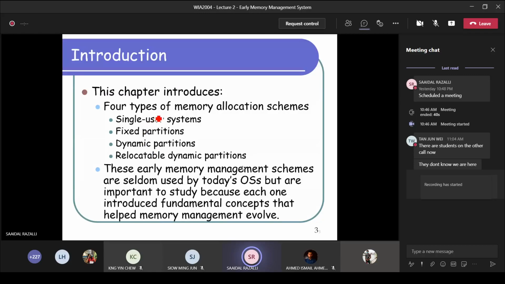So you have 4 types of memory allocation schemes. How are the jobs allocated in your memory? You have single user systems, fixed partition, dynamic partition, and relocatable dynamic partitions. Basically, a relocatable dynamic partition is the same as the dynamic partition, but you can adjust it. It is a more advanced algorithm of the dynamic.